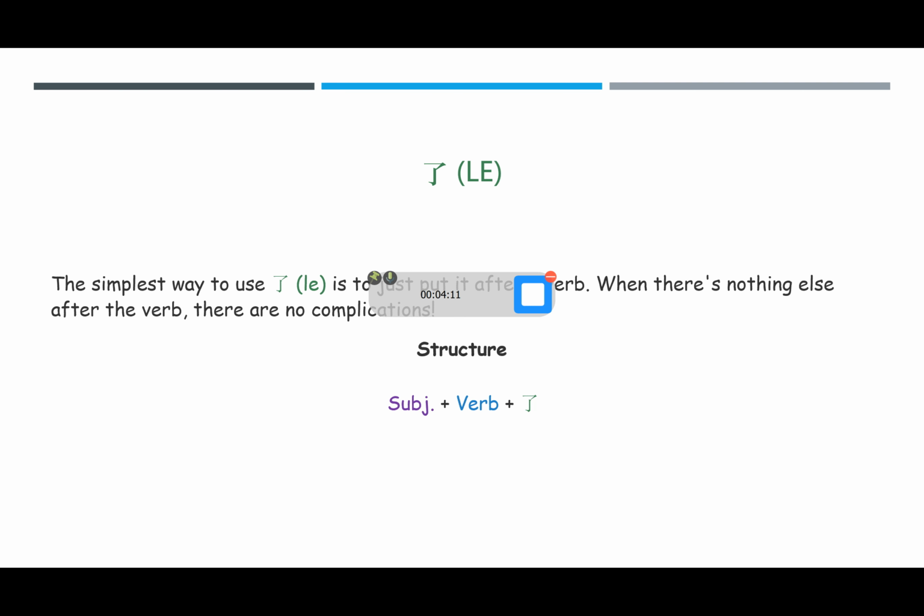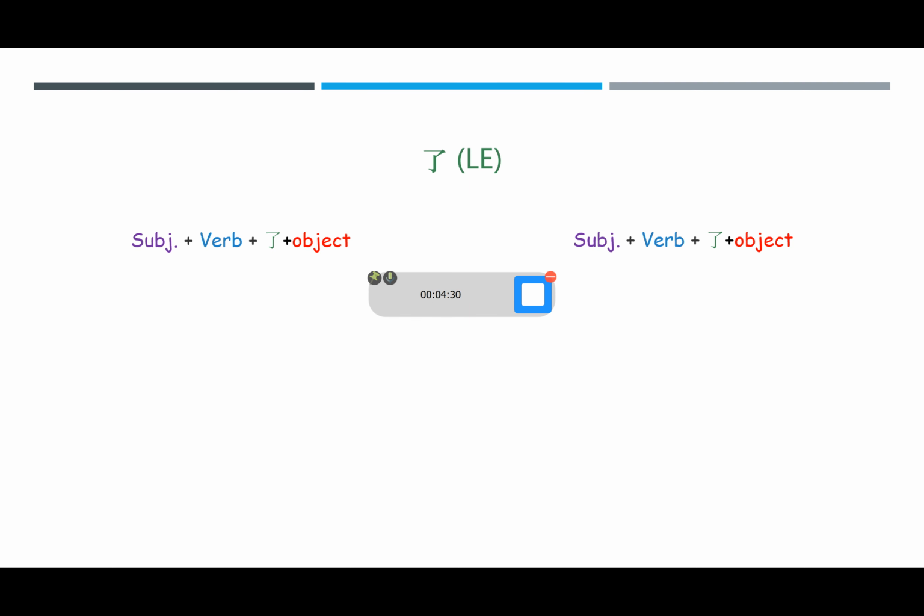Third auxiliary phrase that we should become competent in using in our everyday use of Chinese is le. Simplest way to use le is to just put it after the verb, and that shows the listener or the reader that the action has been completed. So it's very simple. It's subject plus verb plus le.